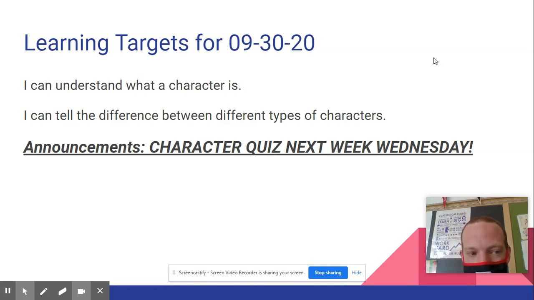So the learning target for today is I can understand what a character is. I can tell the difference between different types of characters. These are all important. You're going to have to know them moving forward in general. And again, it should be a very basic review, so we're going to go through it rather quickly.